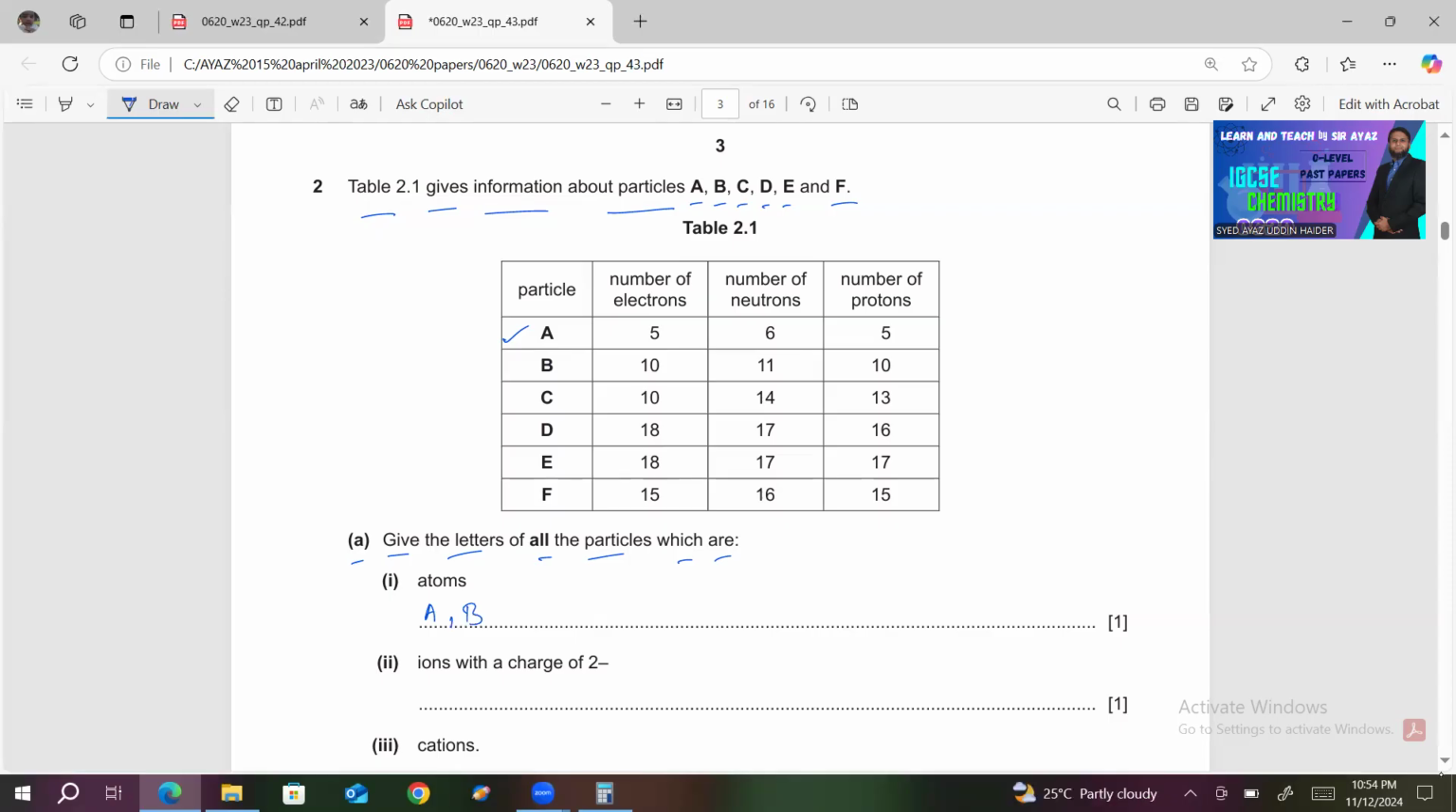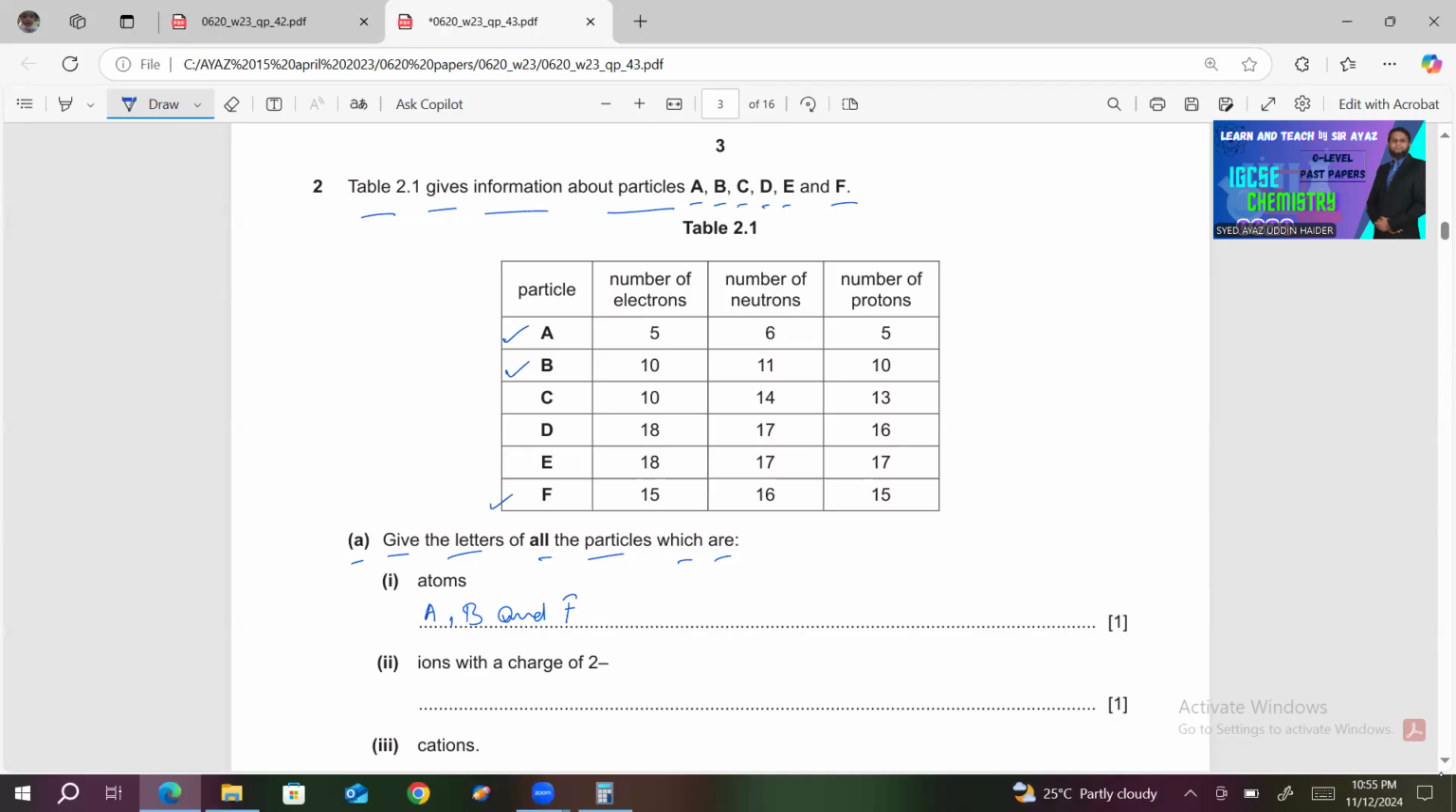Look at the number of protons and electrons. And for other, we have F. So A, B, and F must be the final answer for this question. 2. Ions with a charge of 2 minus. 2 minus means it must have 2 extra electrons.